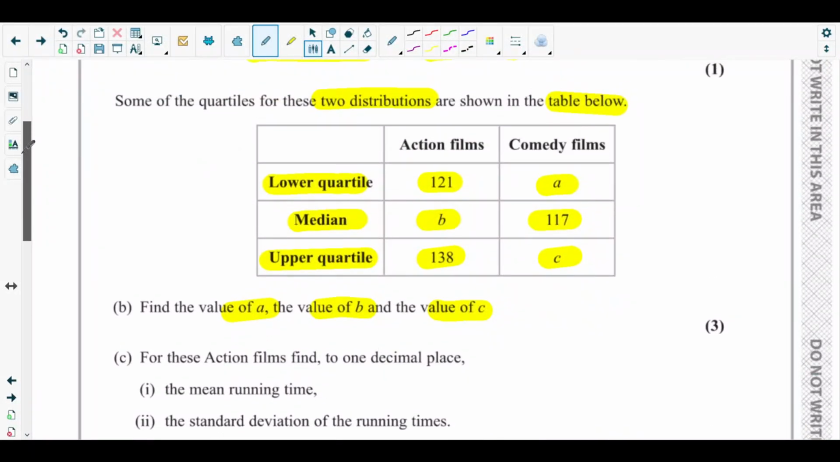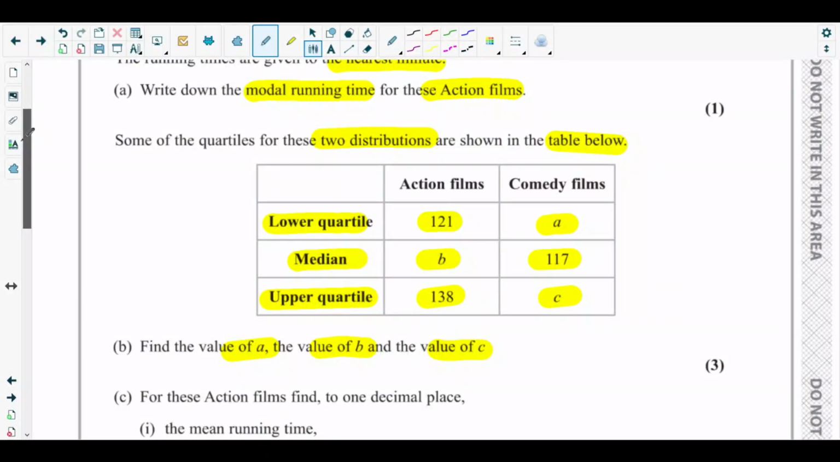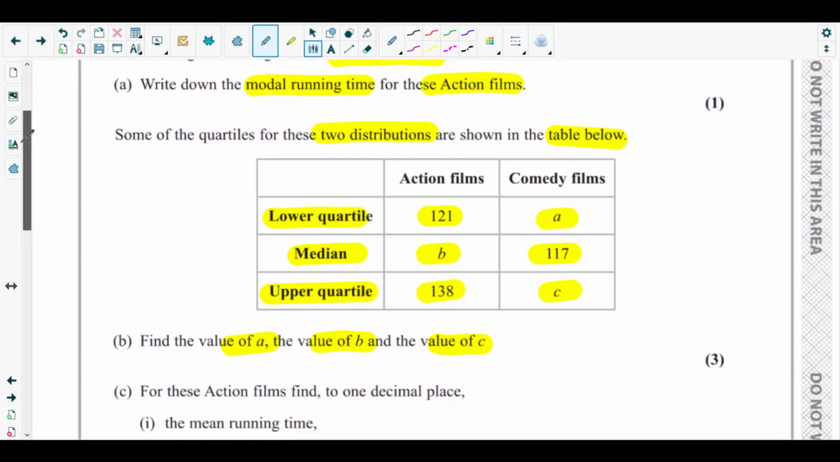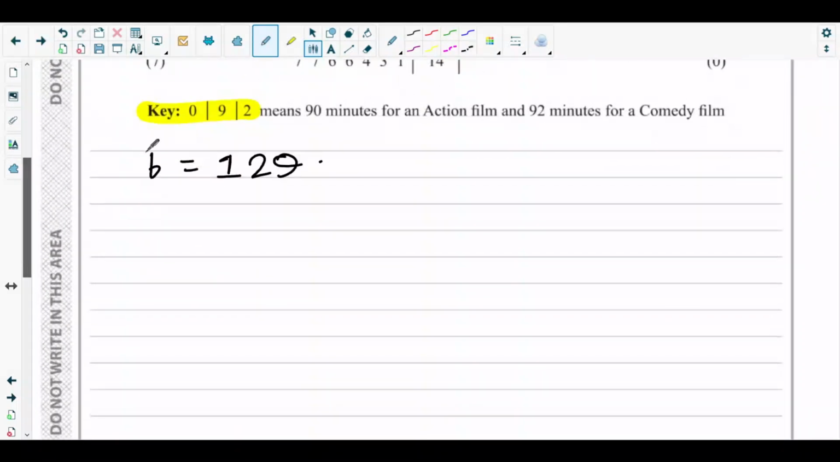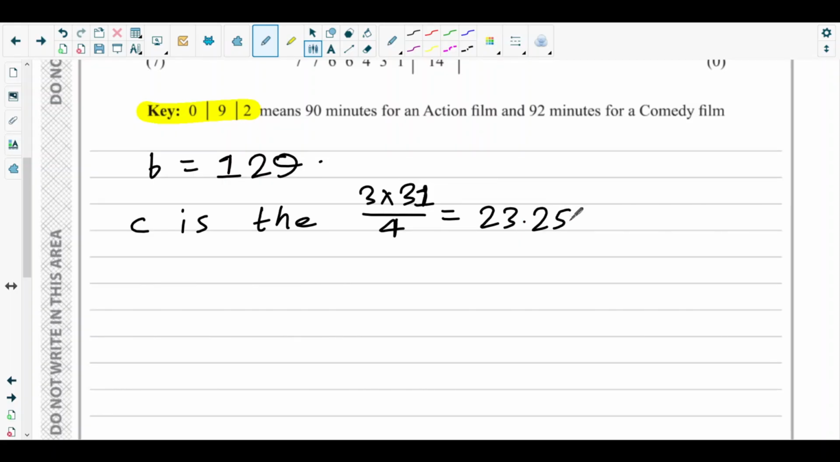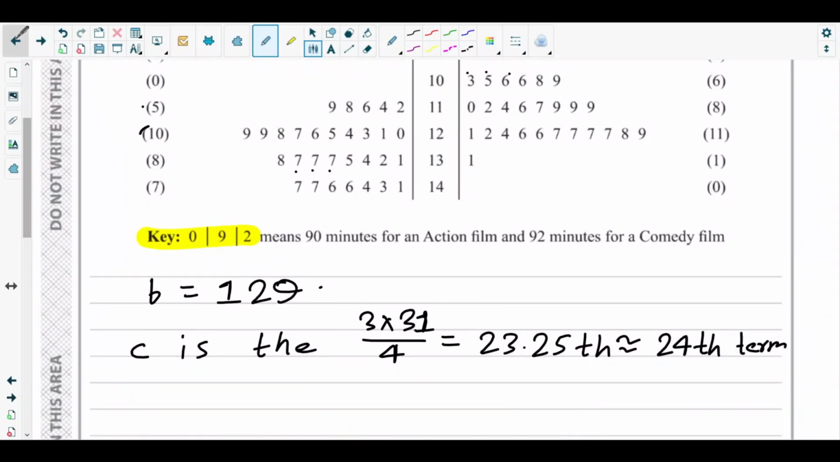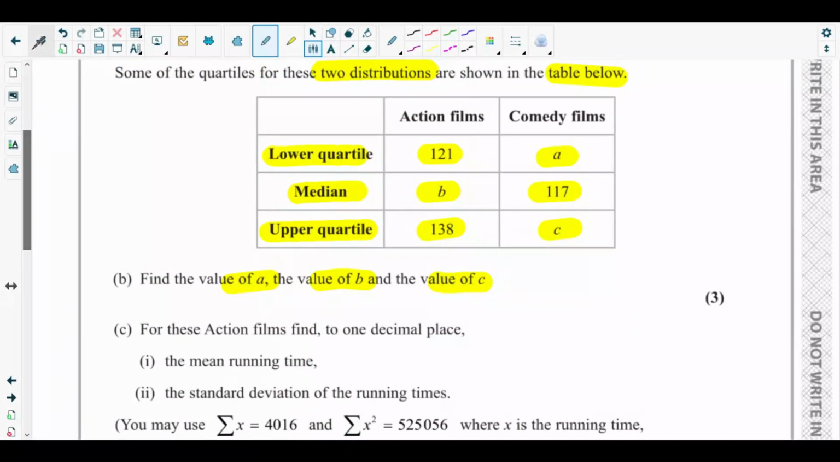Okay, next is the value of C. So C is the upper quartile, isn't it? Q3. For Q3, what's the formula? 3n over 4, right? So 3 times 31 over 4, that is basically 93 over 4, which will give you 23.25th, which should be rounded up. So the 24th term for action films, isn't it? Isn't it C for action films, if I'm not wrong? No, it's for comedy films.